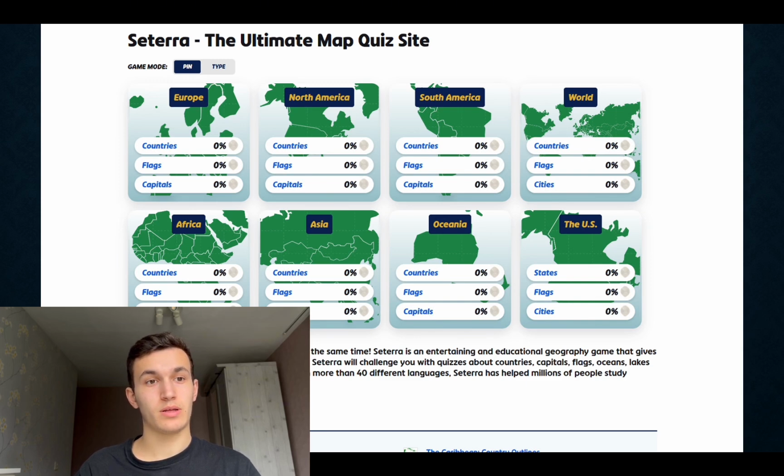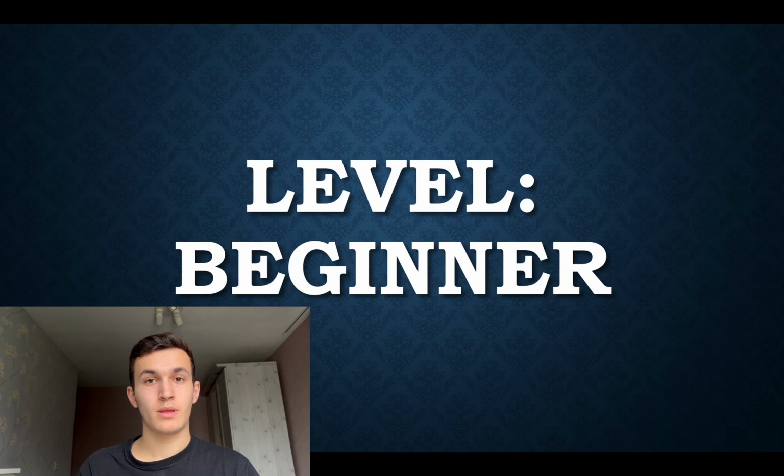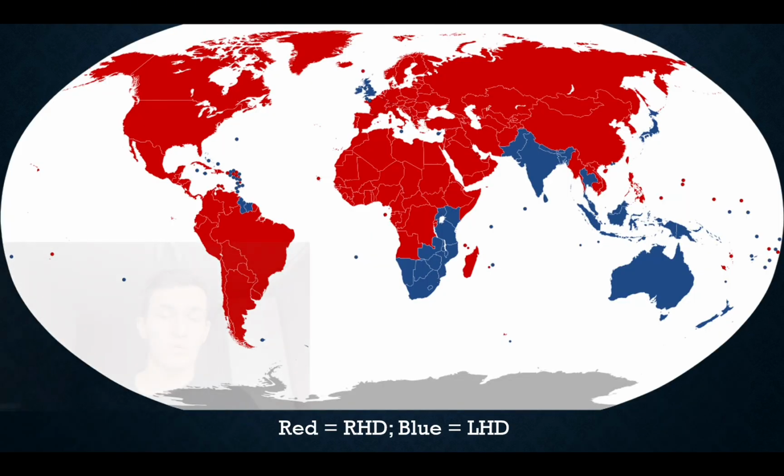This website is called Geoguessr. It was created by the developers of Geoguessr. Basically, here you can learn all the countries of the different continents, all the flags and all the capitals. So this is really important to know at least most of it before even you start Geoguessr. Level beginner, which most of the maps will be.